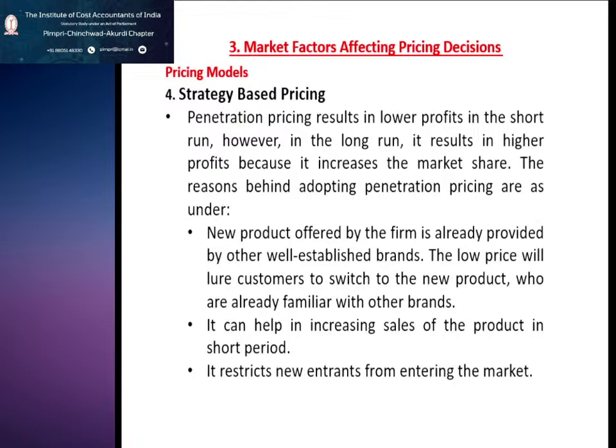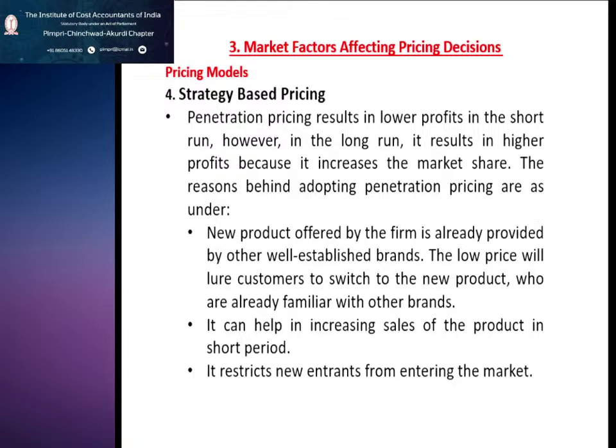So penetration pricing, another characteristic, it results in lower profits in the short run. Initially there are lower profits, however in the long run it results in higher profits because it increases the market share, the base of the customers increases. The reasons behind adopting penetration pricing are as under: the new product offered by the firm is already provided by other well established brands. The low pricing will allure customers who are already familiar with the other brands to switch to the new product.